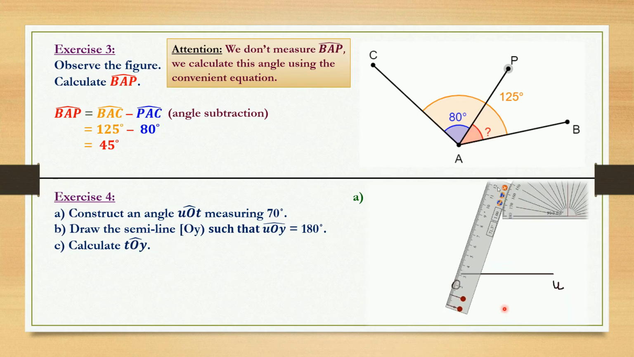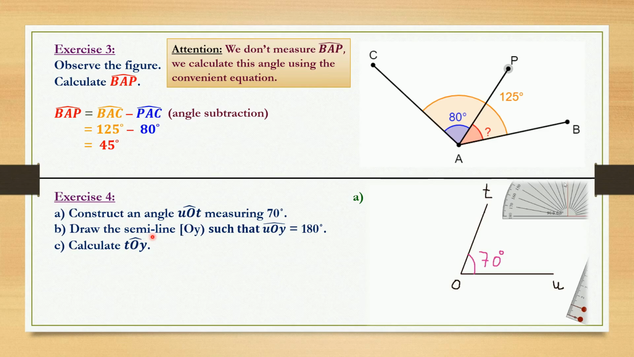Then using my ruler, I draw the second side OT, and be careful after drawing the second side OT, don't forget to write the name of this side. Then I need to write the measure of this angle, which is 70 degrees.